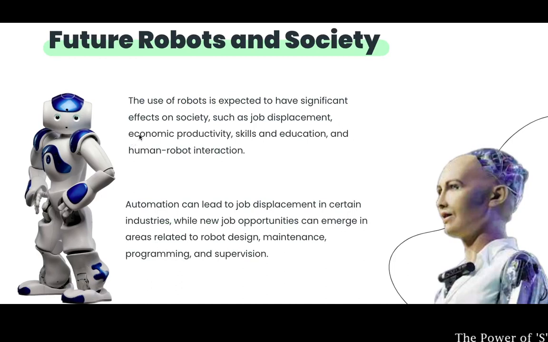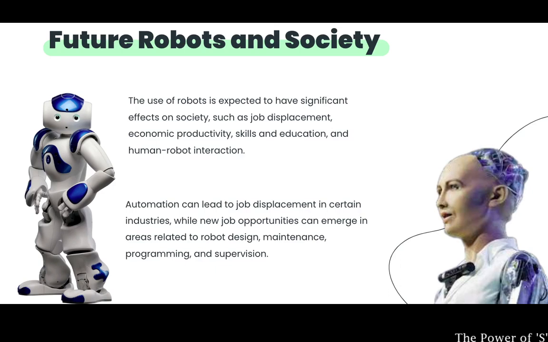Future robotics in society. The use of robots is expected to have a significant effect on society, such as job displacement, economic productivity, skills, education, and human-robot interaction is definitely going to increase. As I was saying earlier in the video about the Sophie robot, this is the Sophie robot. I know, they didn't really cover this bit, because they still want you to think that it's a robot, right? They want you to believe it's a robot because otherwise humans can get confused and this just goes down another rabbit hole where everyone's confused.